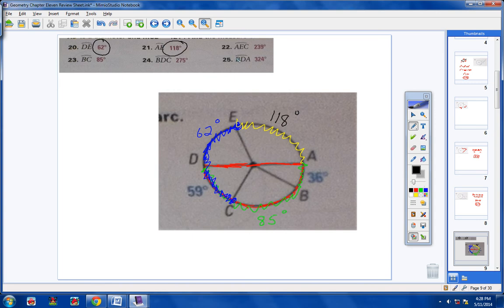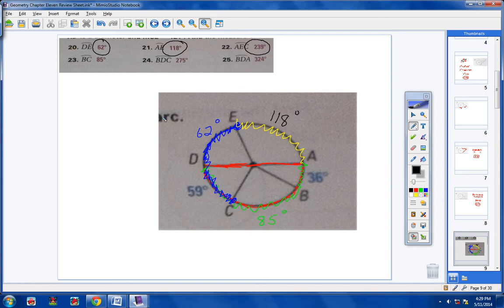Now let's do arc AEC. Okay, start at A. Go to E. And then go on to C. There we go. Arc AEC. So that's just going to be 118 plus 62, which is 180, plus 59, that's going to be 100, 200, 239 degrees. So I just took 118 plus 62 plus 59, and that's going to give me 239 degrees. Now, number 23.